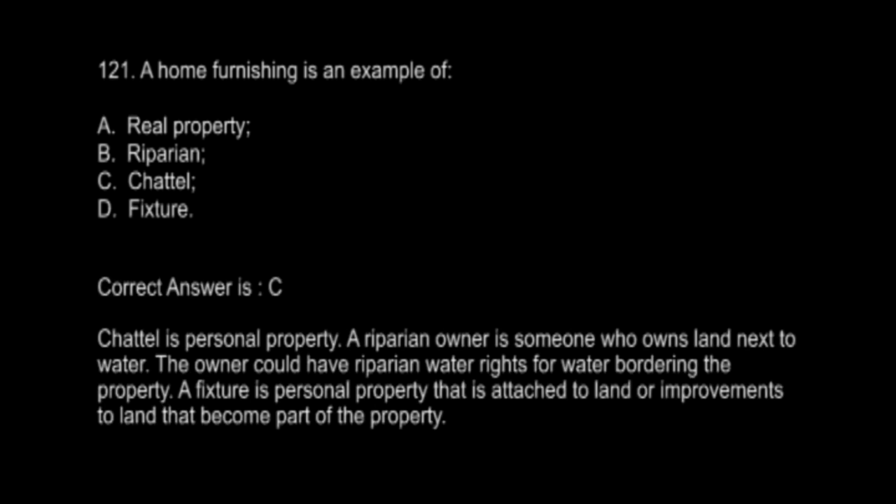121. A home furnishing is an example of A. real property, B. riparian, C. chattel, D. fixture. Correct answer is C. Chattel is personal property. A riparian owner is someone who owns land next to water. The owner could have riparian water rights for water bordering the property. A fixture is personal property that is attached to land or improvements to land that become part of the property.